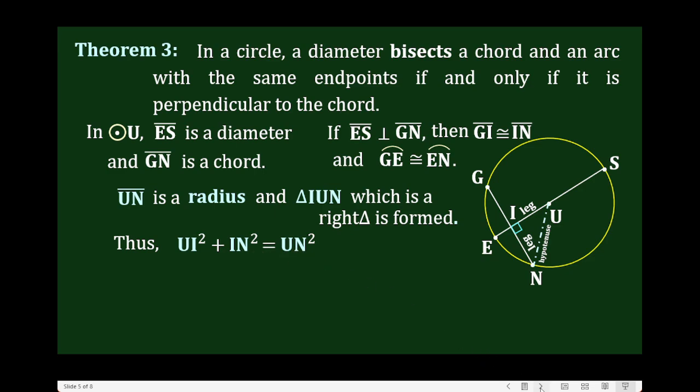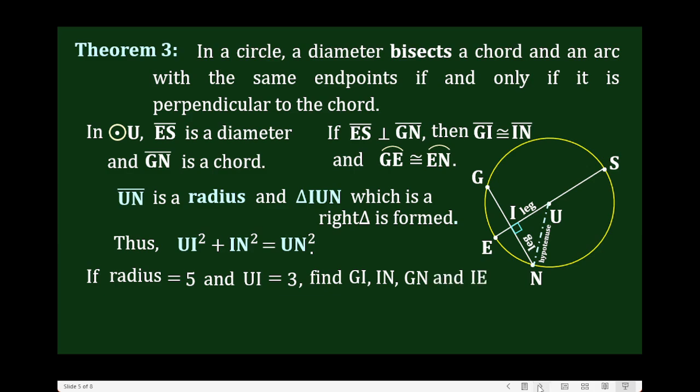Now what if, from this circular figure, the length of the radius is given as 5 and segment UI, which is this one, has a length of 3. What would be the length of the following segments? Segment GI, segment IN, segment GN, and segment IE.